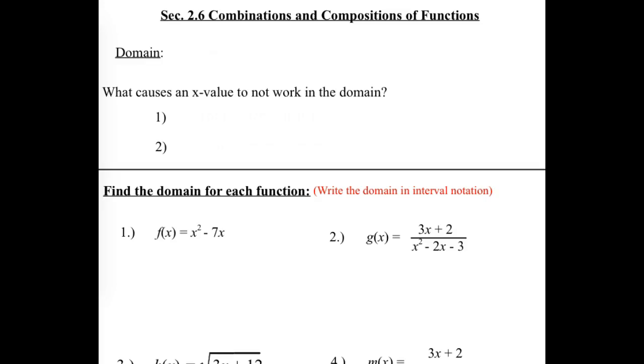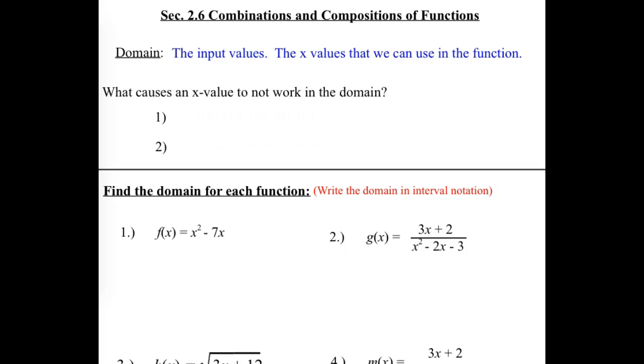So first of all, domain is what? If I asked you to define domain, what would you say? The x's, yeah. It's your input values, the x's. Whatever x's we are allowed to use for that particular function. There are two places where we typically have to worry about domains.